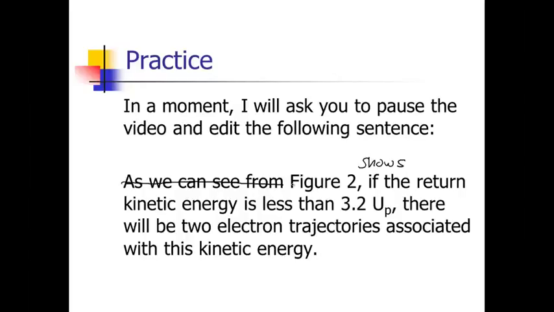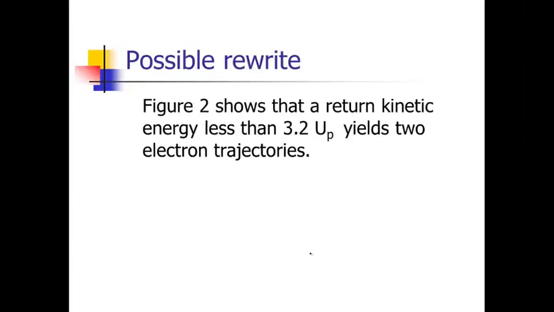Figure 2 shows, if the return kinetic energy is less than 3.2, let's just say figure 2 shows that a return kinetic energy less than 3.2 UP, that's kind of now the subject of the sentence, the subject of this clause, that a return kinetic energy less than 3.2, how about it just that it yields 2 electron trajectories. We don't need to repeat that kinetic energy. So something like figure 2 shows that a return kinetic energy less than 3.2 UP yields 2 electron trajectories.